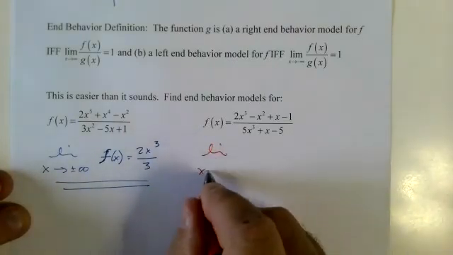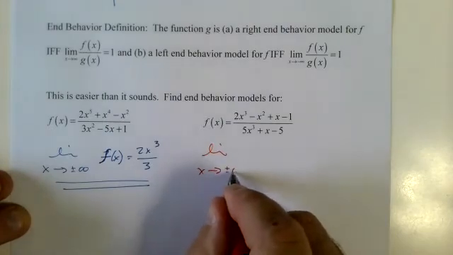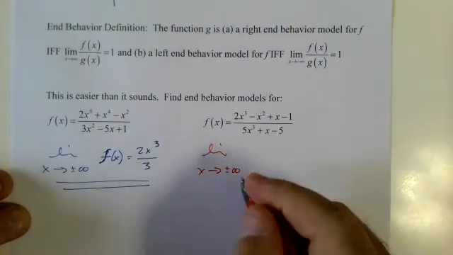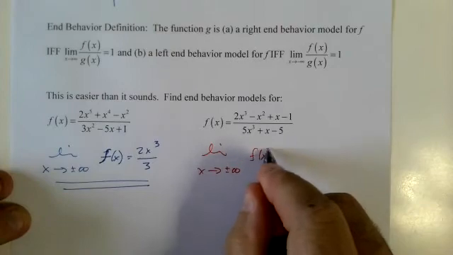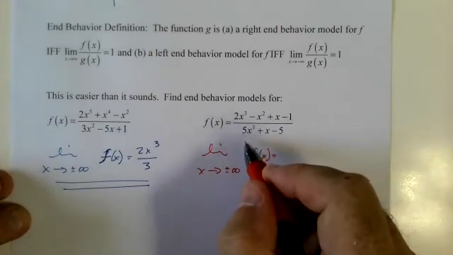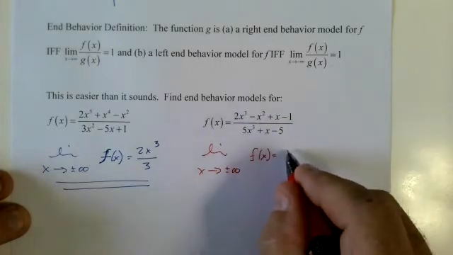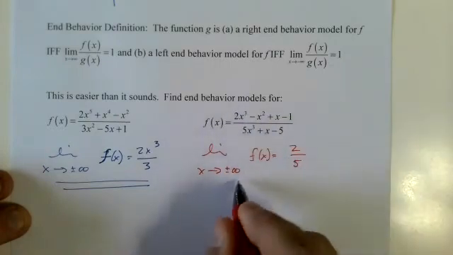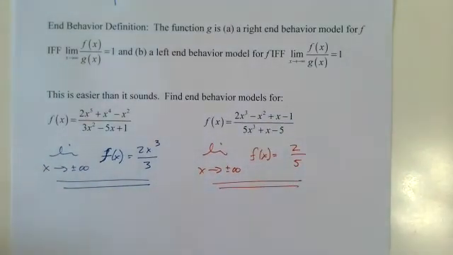Limit as x approaches plus or minus infinity. This f of x has the biggest power on the bottom and the biggest power on the top. They're the same, they cancel, 2/5. At which point you should be going, I don't know what's going on. So always graph it and see what's going on.